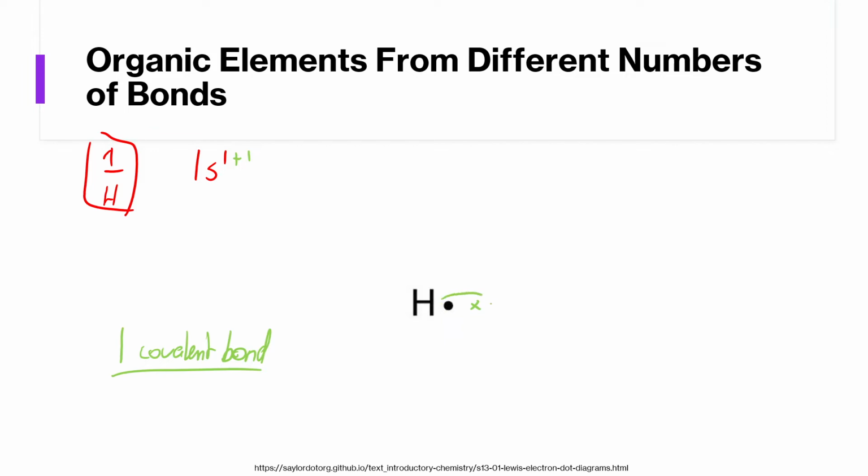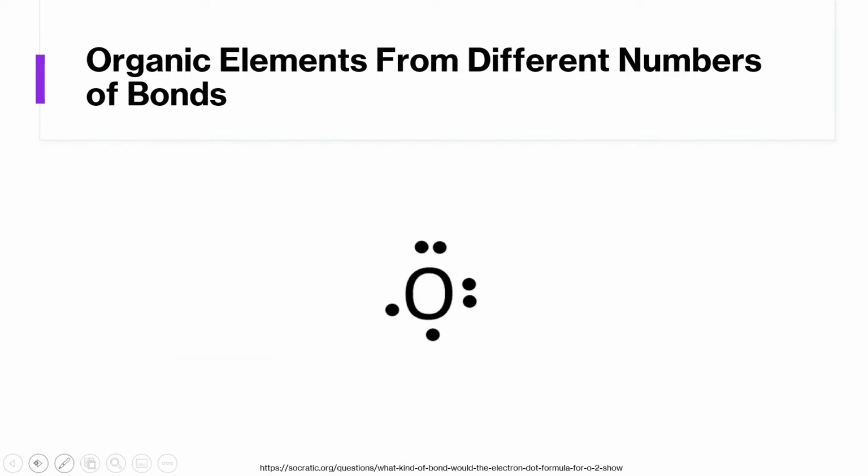So it can form a bond with something else. In this case, let's just say that it is a carbon. Then the hydrogen would be stable and all good. Looking at our oxygens, what we can see is that there are 6 outer electrons.